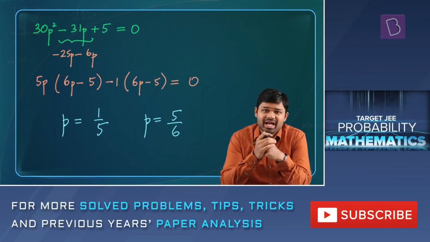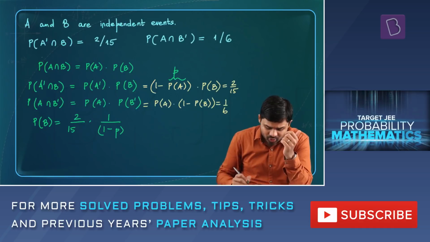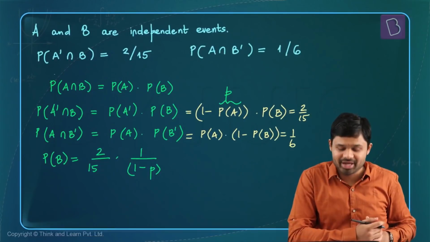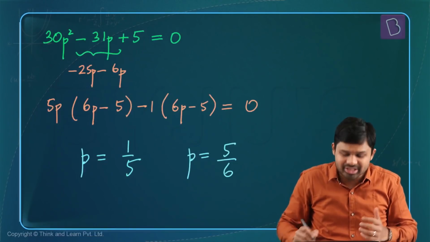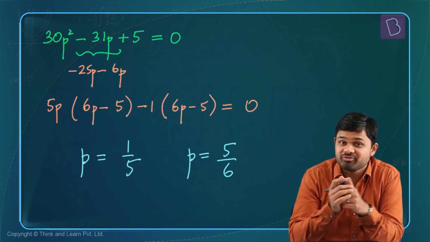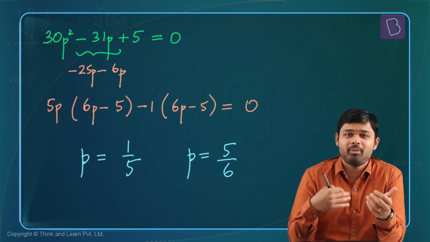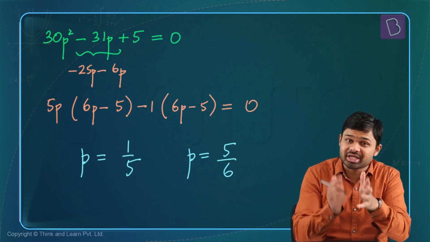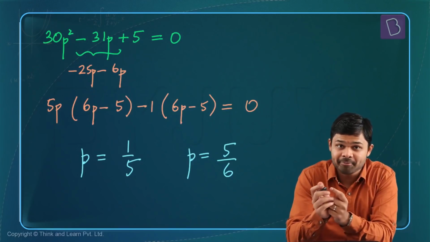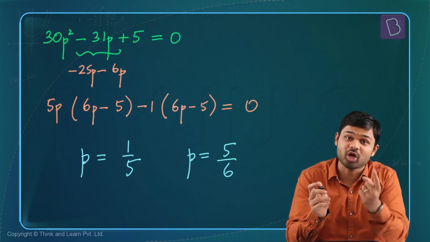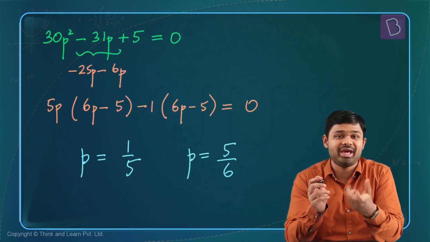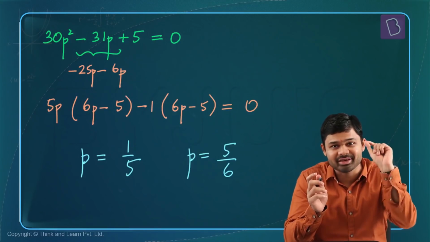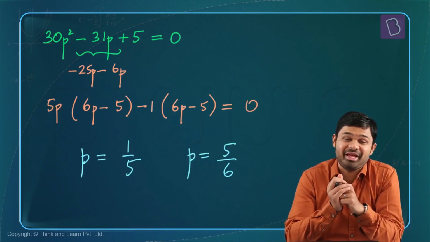So if you want, you can actually find out the probability of B as well, because probability of B is nothing but 2/15 of 1 divided by 1 minus probability of A. Plug in these two values and you would have gotten the probability of B as well. So irrespective of whether probability of A is asked or B is asked, that's not the crux of this question, because the crux of this question is identifying that A complement and B complement also behave in the same way as A and B when A and B are independent events. That is where the crux of this question lay.